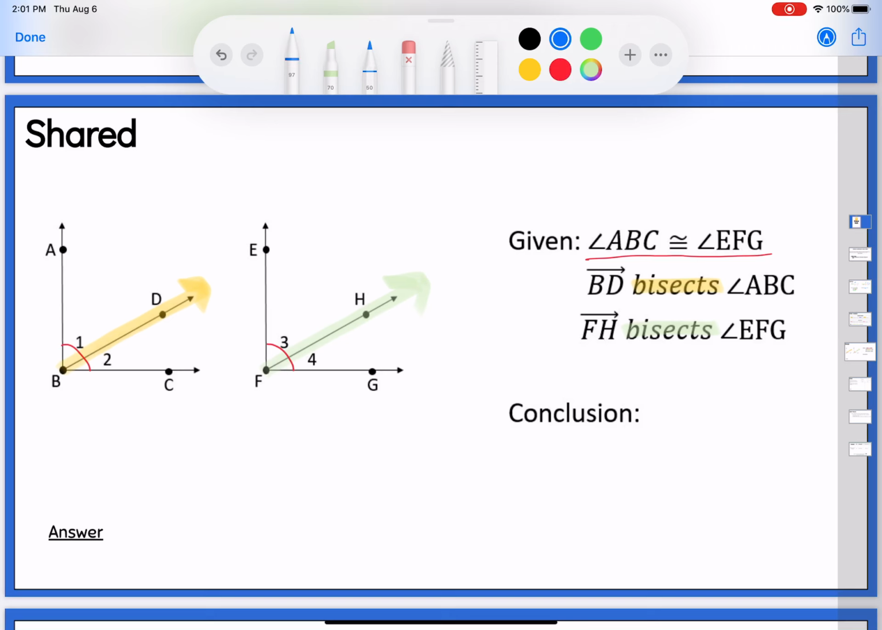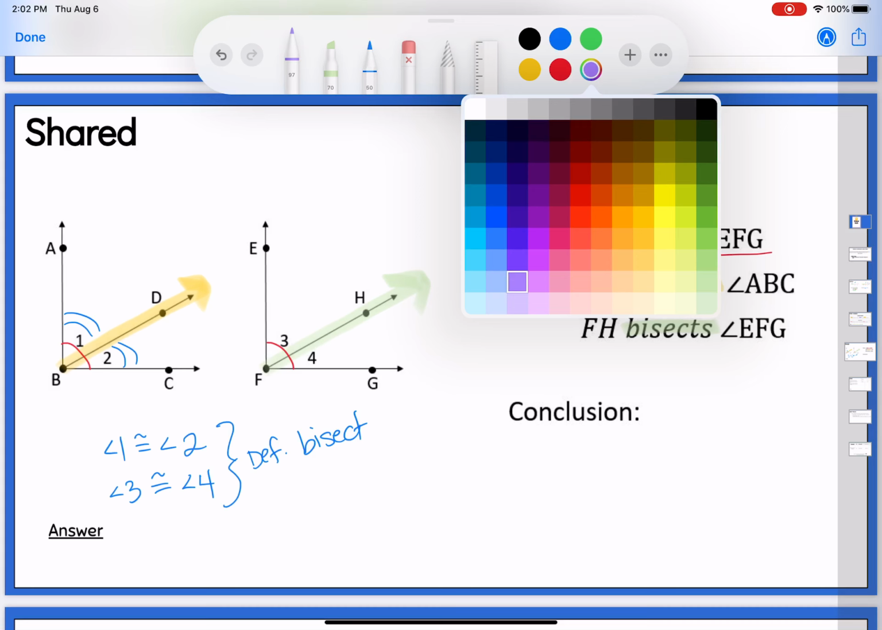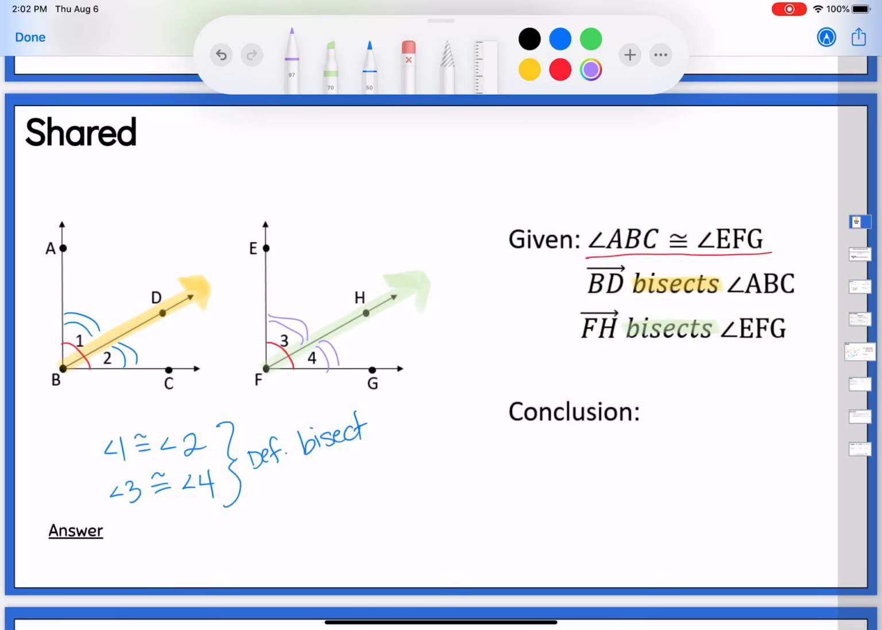Now, I want to show you the difference between 2 things that you probably did. You could have written angle 1 is congruent to angle 2, right? I could have written angle 3 is congruent to angle 4. Those are true statements, right? But that's not the division property. This is the definition of an angle being bisected. If an angle is bisected, then it's split into 2 congruent parts. That's true, but it's the definition of bisect.